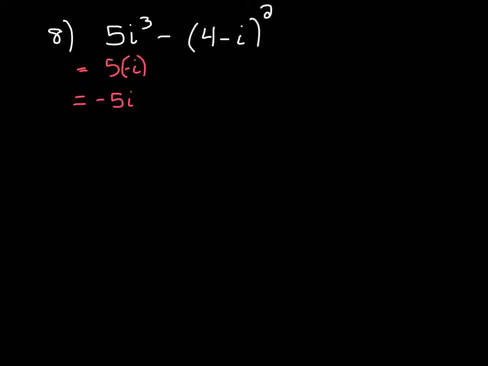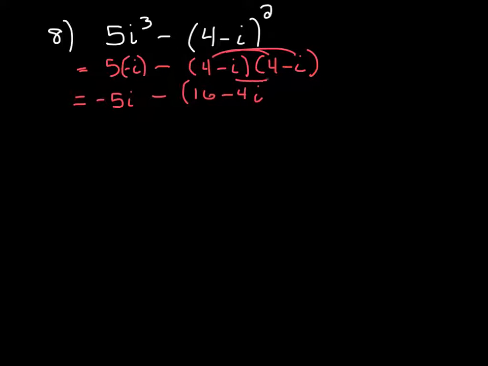Okay, and then from here, when something's squared, we're going to do what we've been doing in all the other problems. We're going to write it out twice and double distribute. So we're going to wind up, and remember, put it in one big parenthesis because you want to subtract out this entire expression. Okay, so we're going to wind up with 16 minus 4i minus 4i plus i squared. All right, so let's bring down our -5i.